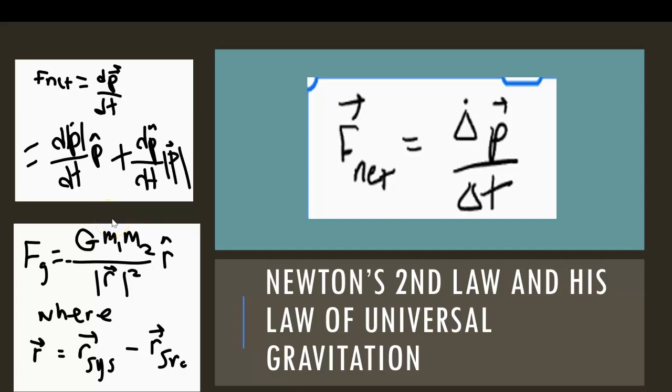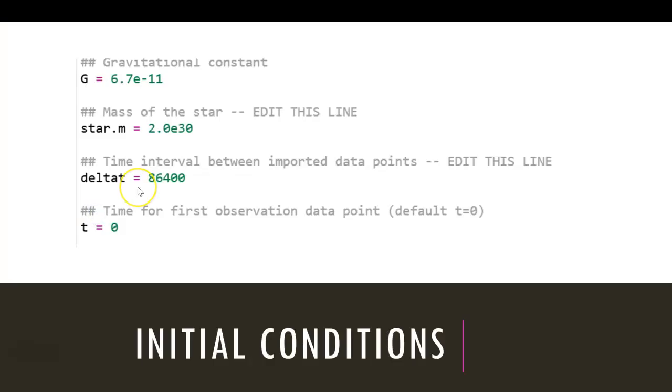Another equation that we're using is the universal law of gravitation, which signifies that there's an attractive force between two objects, which is why it's always negative, and the equation relies on the square of the distance between the two objects, more specifically the difference between the position of the system and the position of the source. So in part 1, we had the initial conditions of the constant of gravity.